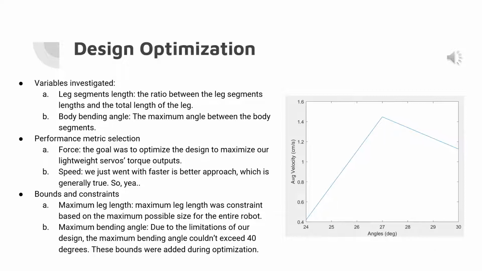The body bending angle was experimentally validated by running the system at different spine angles and then getting the average velocity. Based on experimental data as shown, 27 degrees was the optimal maximum bending angle. The maximum length of the entire leg was constrained according to maximum robot size based on manufacturing limitations, and the maximum bending angle was limited based on our design.